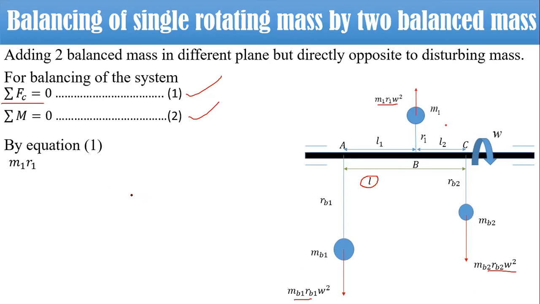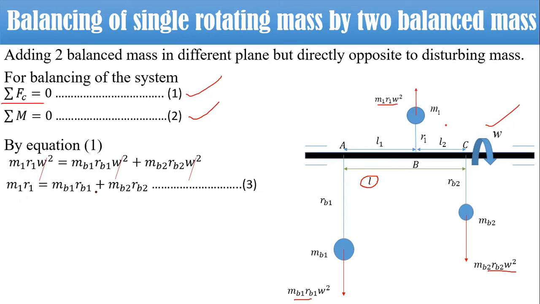So by equation 1 we can say m1 r1 omega square is equal to mb1 rb1 omega square plus mb2 rb2 omega square. Omega is the same for all three masses, as all three are connected to the same shaft, and the shaft is rotated with angular velocity omega. So omega square will be cancelled, and here m1 r1 will be equal to mb1 rb1 plus mb2 rb2. This is equation number 3.